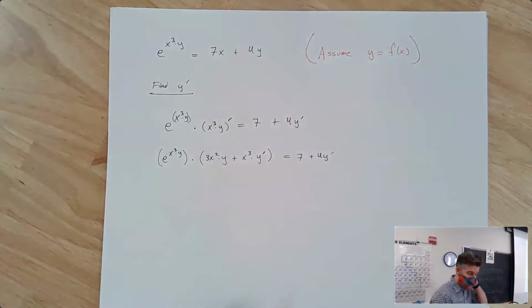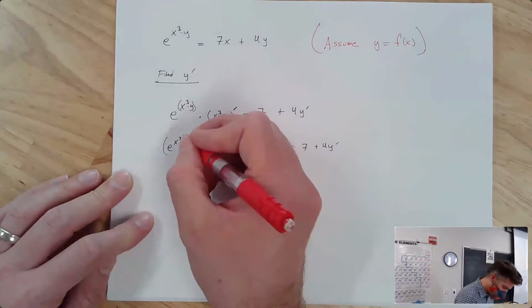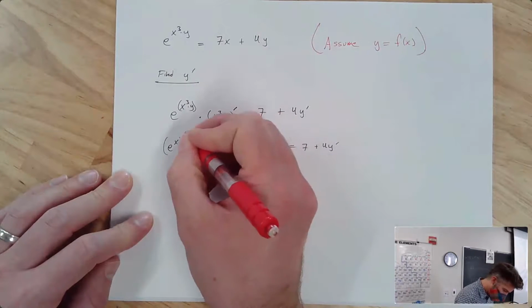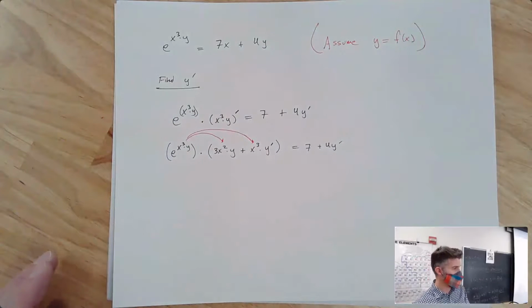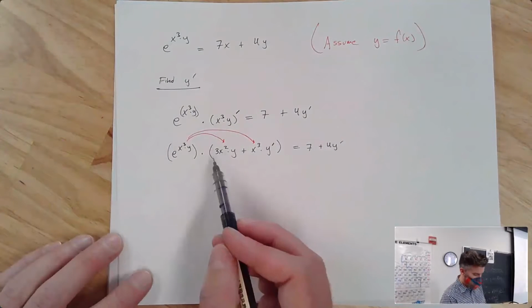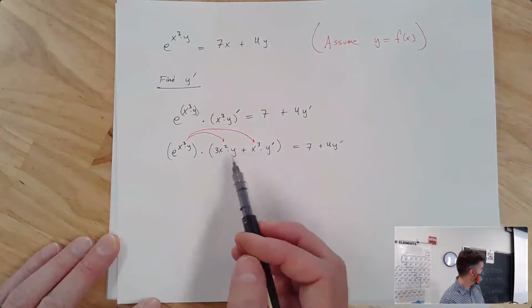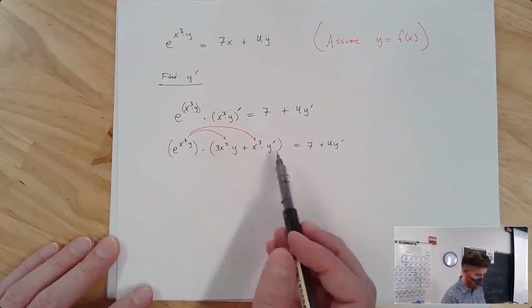In this sort of situation, we really need to distribute. Because algebraically, if we're trying to solve for y prime, we need to be able to group the y prime terms together and the not y prime terms apart from that. And this thing right here is kind of jamming that up. The only way to deal with this is to distribute this here.